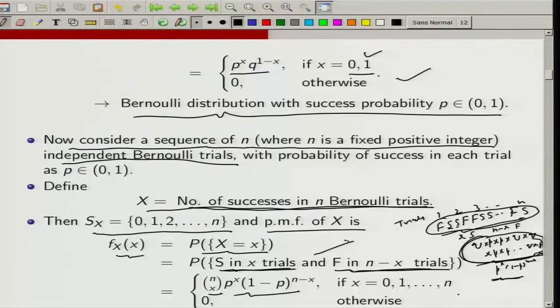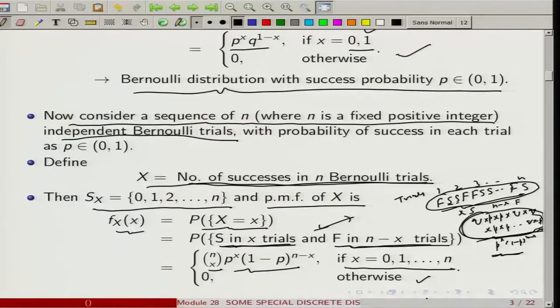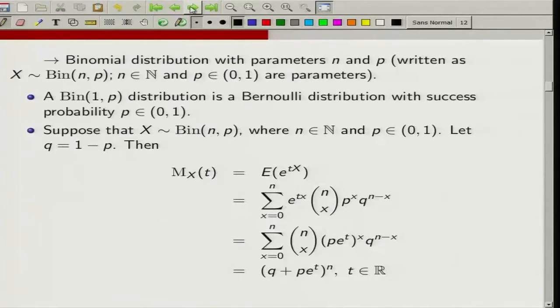That will give me S in x trials and F in n minus x trials. So, f_X(x) is n choose x, p to the power x, (1 minus p) to the power n minus x, if x is from 0 to n, and 0 otherwise. So, this is the distribution of the number of successes in n independent Bernoulli trials, and this is called the binomial distribution, and of course, it has two parameters, n and p. So, this is a binomial distribution with parameters n, which is the number of trials, and p, which is the probability of success in each trial.